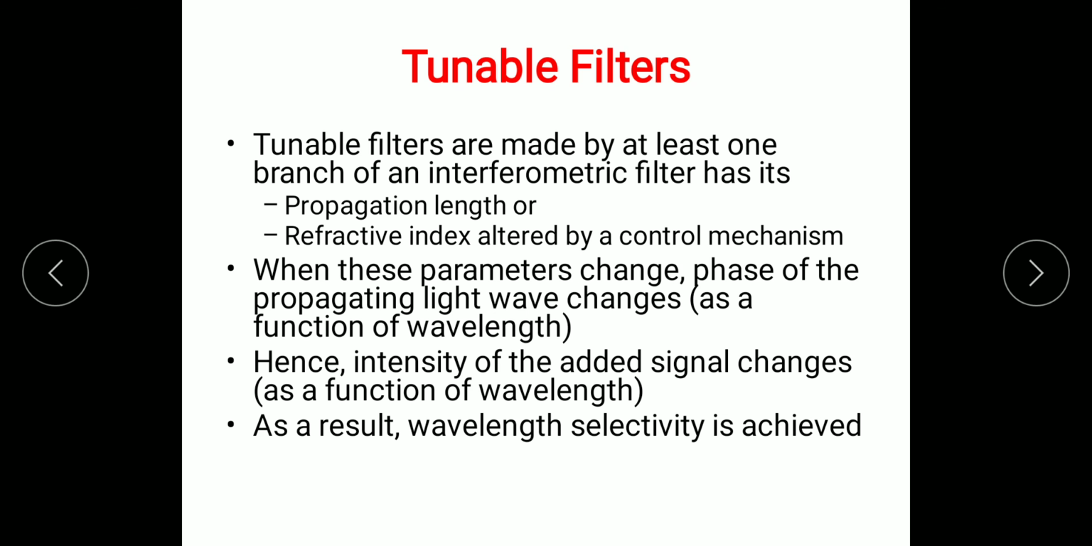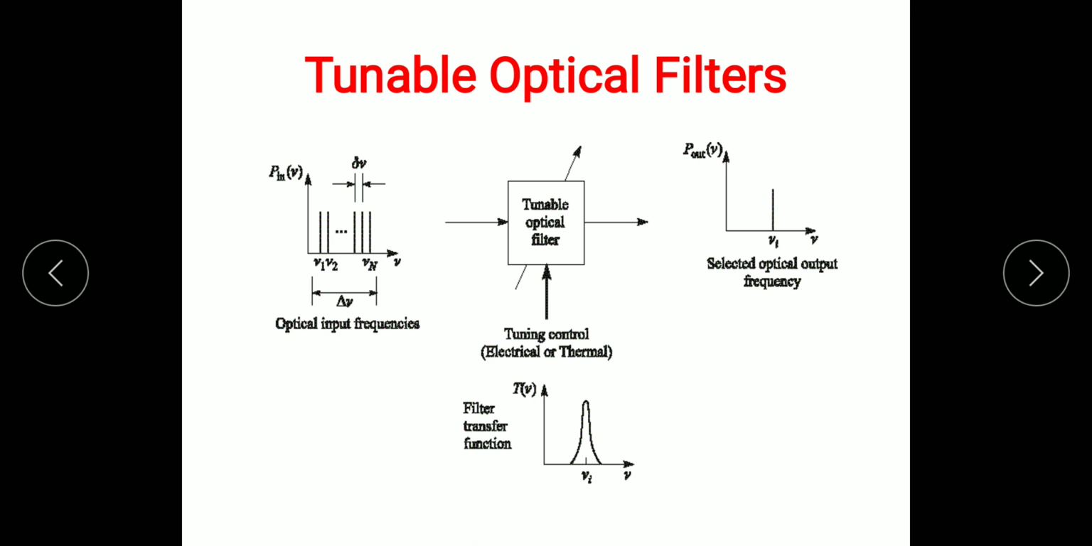Tunable filters are made with at least one branch of an interferometric filter. So this is the main concept. We can skip the explanation; it will not be asked in the paper. Just know the concept that we have optical input frequencies, and the tuning control, electrical or thermal, is with us. So we can change the tuning of this filter and the desired wavelength will be selected.